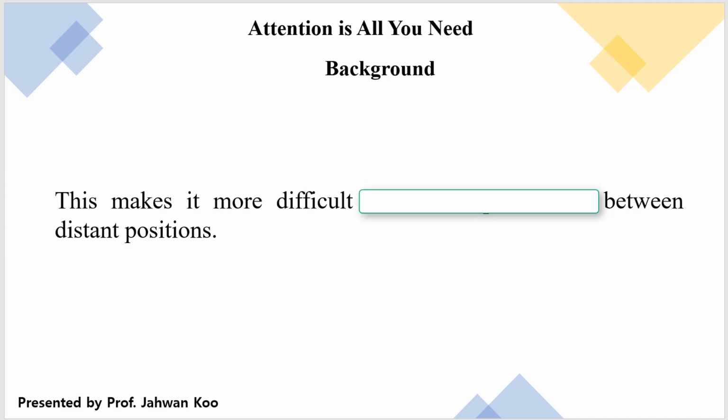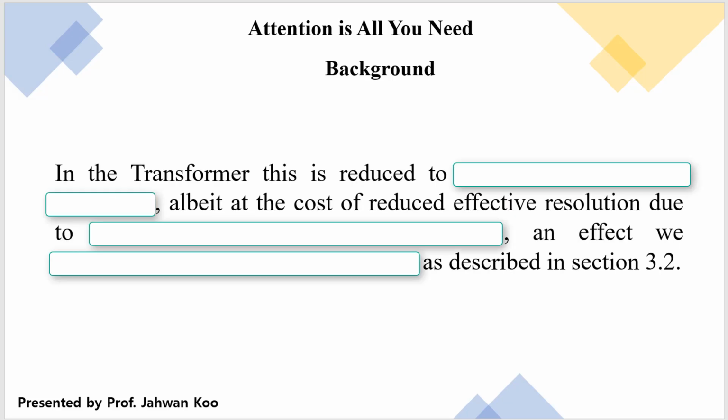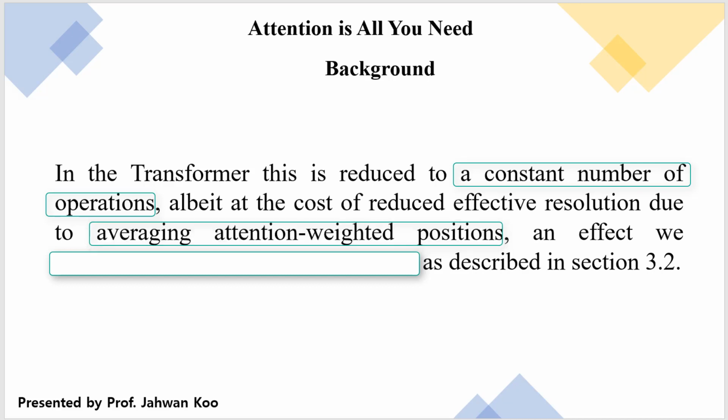This makes it more difficult to learn dependencies between distant positions. In the transformer, this is reduced to a constant number of operations, albeit at the cost of reduced effective resolution due to averaging attention-weighted positions, an effect we counteract with multi-head attention as described in section 3.2.